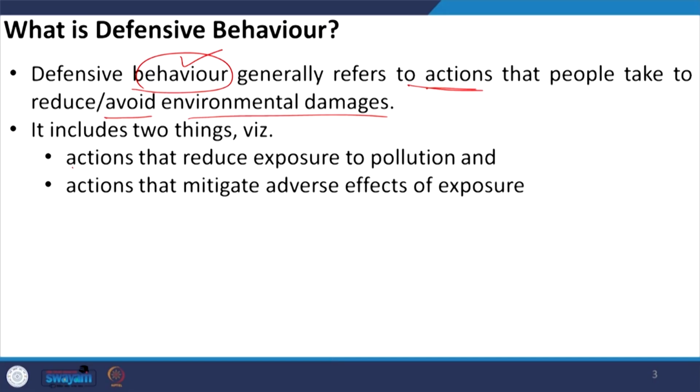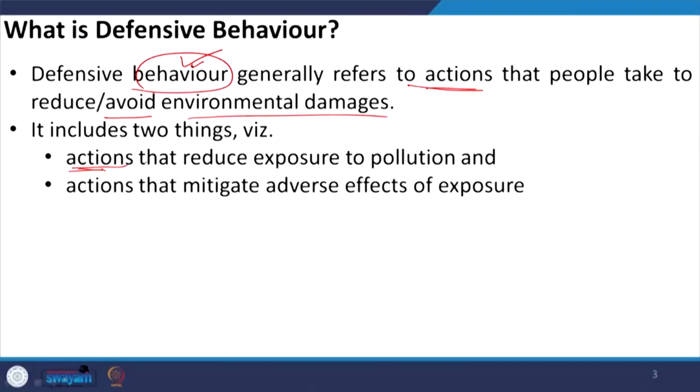So, remember that we are talking about behavior and then about actions, and in these actions we are talking about two different things: actions that reduce the exposure to pollution, and actions that mitigate the adverse effects of the exposure to pollution. So how are these two different? Take the first one, actions that reduce the exposure to pollution. Suppose you are very sensitive to air pollution, and it is likely that you will suffer from asthma.